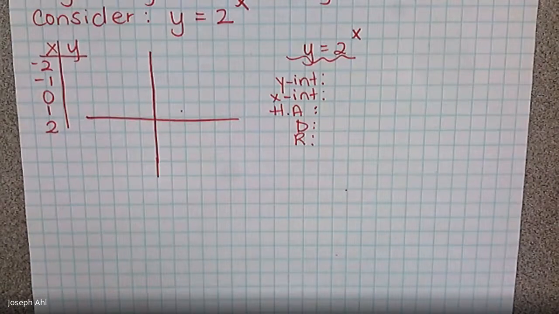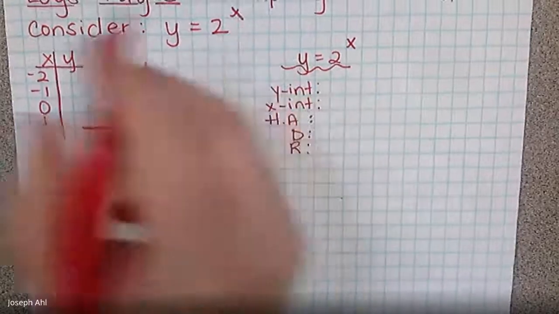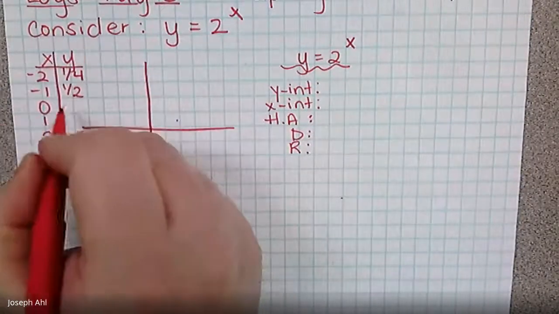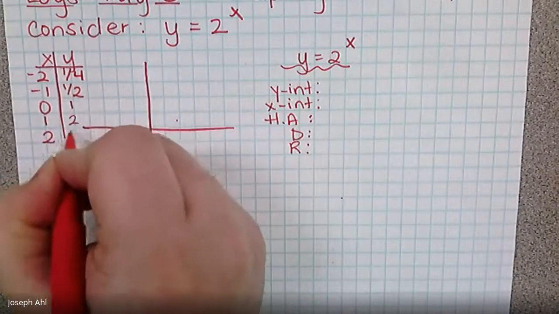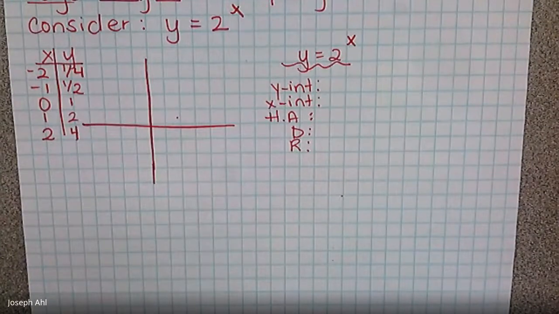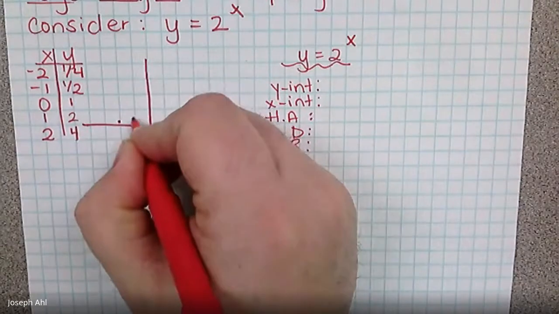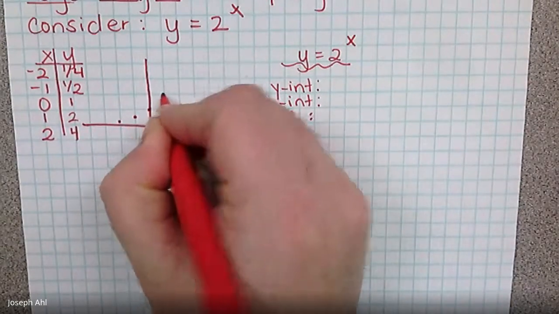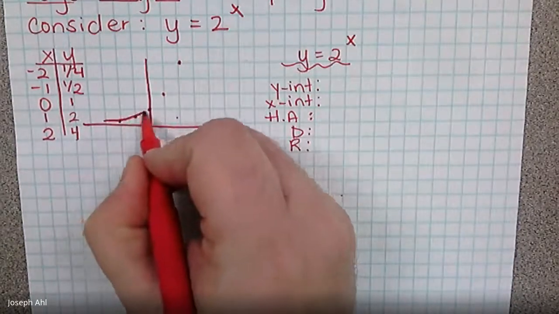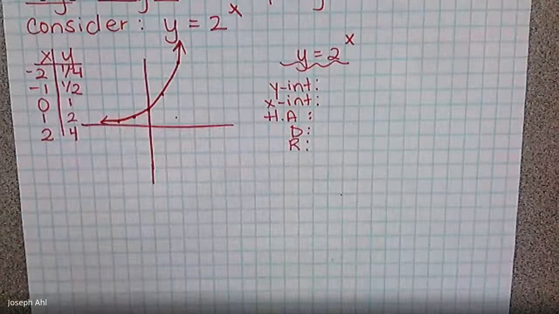So to get started, let's fill in the rest of the chart here. If we have 2 to the negative second power, that's 1 over 2 squared, which is 1/4. This would become 1/2. 2 to the 0 is 1, 2 to the first is 2, 2 squared is 4. So hopefully we can generate that table of values pretty quickly, such that if I plot those points, negative 2, 1/4, and negative 1, 1/2, 0, 1, 1, 2, 2, 4 would be up here. Okay, there's a nice sketch of y equals 2 to the x.